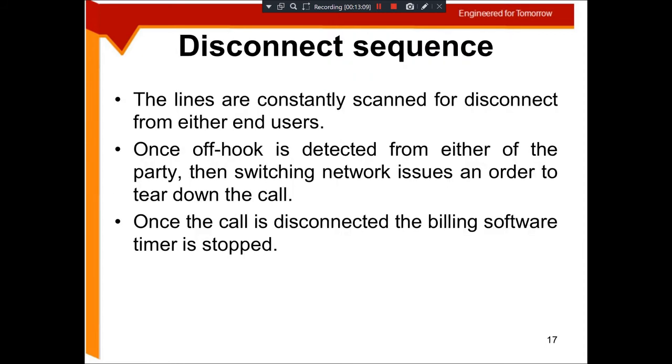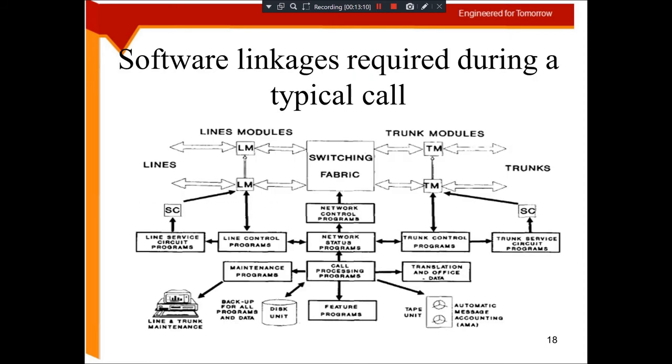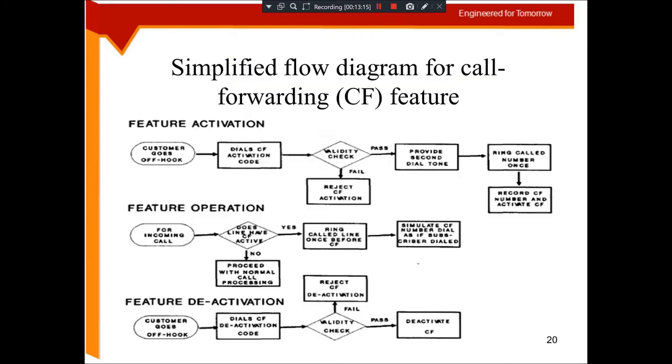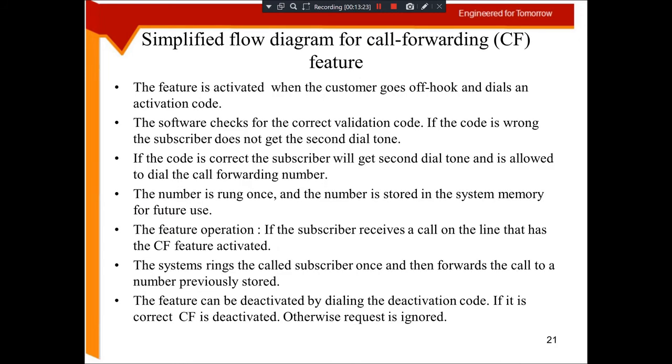And we have discussed the software linkages required for establishing a typical call, how it will be done, how the features can be activated, how they will be operated, and how they will be deactivated. That and all we have discussed. Simplified flow diagrams also we have discussed.